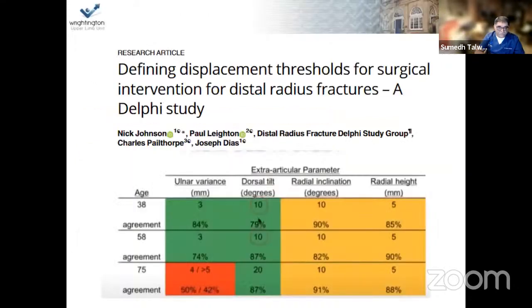The other issue is what our peers feel, and we will hear a little bit more about that from Lindsay. This is also a very important study, which was commissioned by the BSSH, which is a Delphi study, where experts were asked to assign values to these thresholds. And there are no real surprises here. The ulnar variance and the dorsal tilt win hands down with the ages of 38 and 58, with a little bit of disagreement with the over 75s, where some experts were willing to accept nearly a 5 millimeter gap.